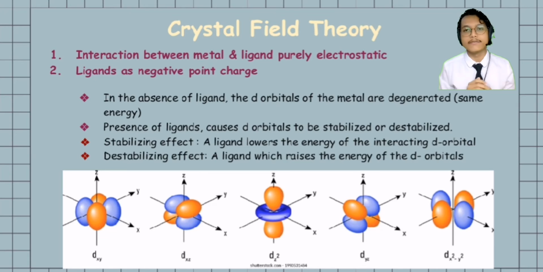Next, move on to crystal field theory. First, we must know that the interaction between the metal and ligand is purely electrostatic. Second, we must know that the ligand is treated as a negative point charge. The key point is that in the absence of ligands, the d orbitals of the metal are degenerate with the same energy. Second, the presence of ligands will cause the d orbitals to be stabilized or destabilized.